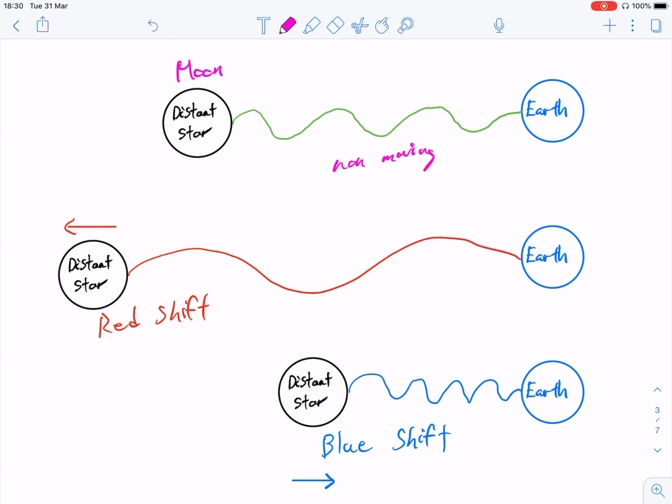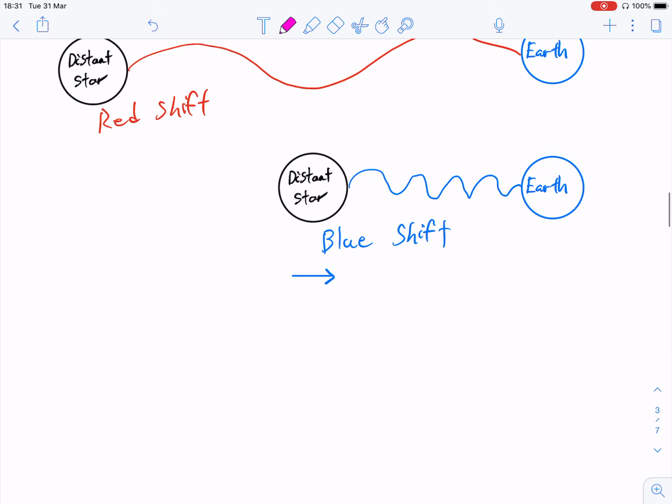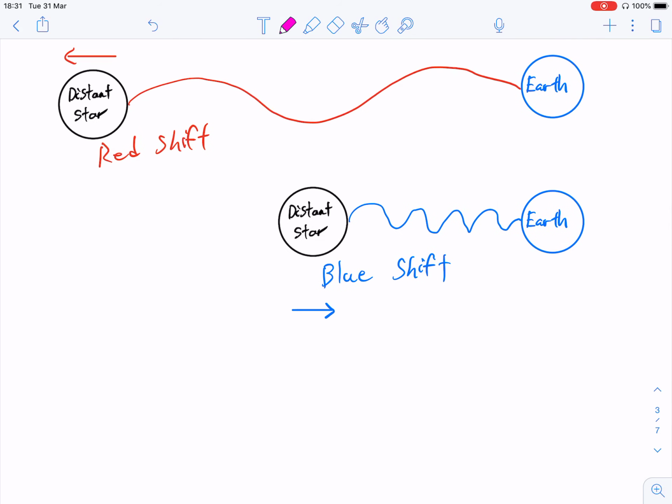So redshift is what happens when a distant star moves away from the Earth, and blueshift is when it moves towards the Earth. As you can see here, the waves either stretch out, so the wavelengths get longer, or the wavelengths get shorter and compress into each other, resulting in redshift and blueshift. Normally it's the frequency that we actually talk about, so we say the frequency increases or the frequency decreases.